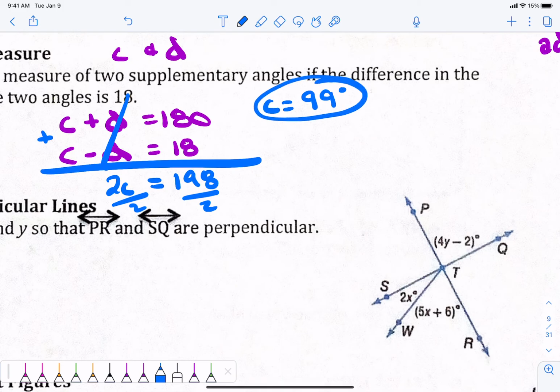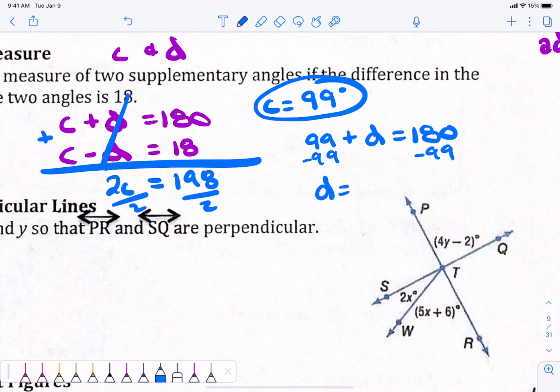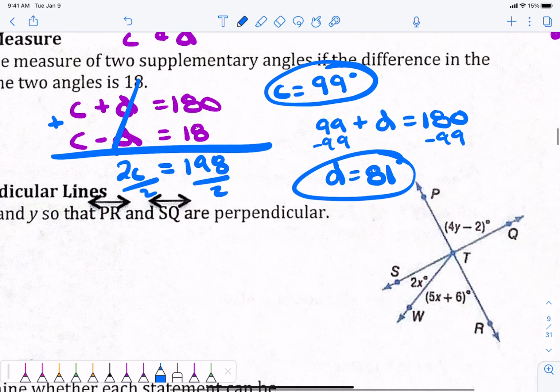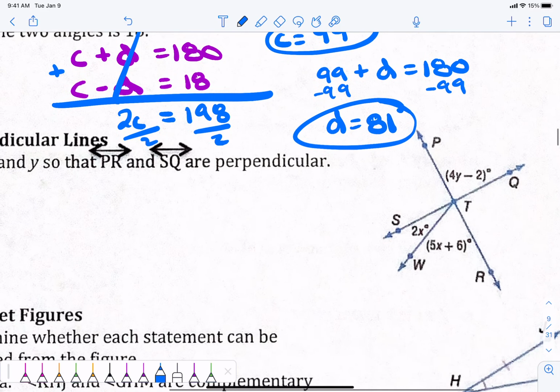That's what angle C is. How do I figure out what angle D is? You plug in 99 for C. We know that whatever we're adding to 99 has to be 180, right? So we subtract 99. What's D have to be? It's 81. Now, do they have a difference of 18 though? Yeah, you betcha. Okay. All right, next one.